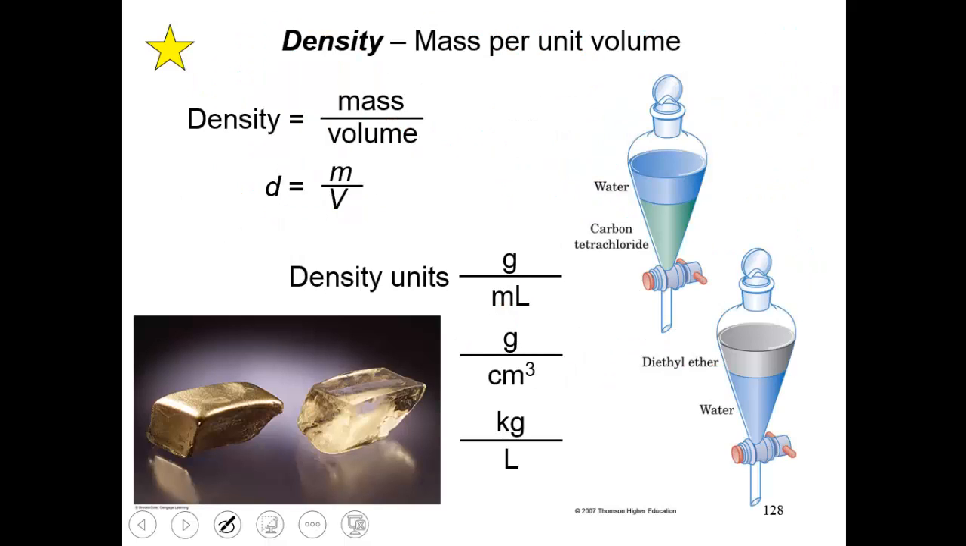Now, the units of density are typically in grams per milliliter or grams per centimeter cubed. Sometimes we'll see it reported in kilograms per liter, but it's always mass per unit volume. Now, you'll notice here that this looks like a conversion factor, and that's because it is. You can go from the volume of an object to the mass of the object, or vice versa.